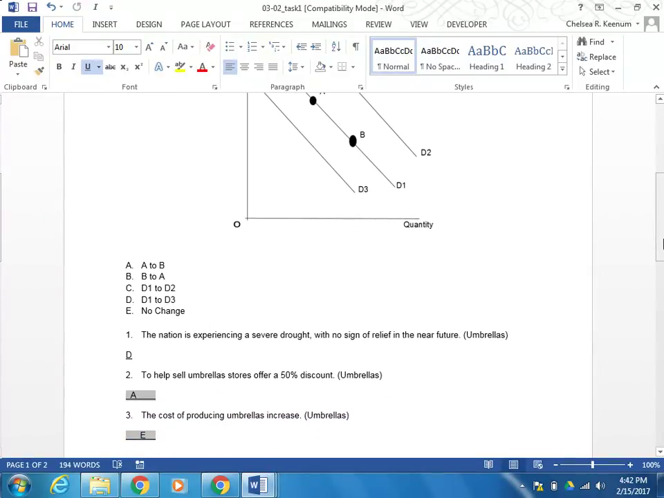Okay, number three, the cost of producing umbrellas increases. So what happens to the demand for umbrellas? That is E, no change. Just because it's more expensive to produce umbrellas, that has nothing to do with the demand for umbrellas.